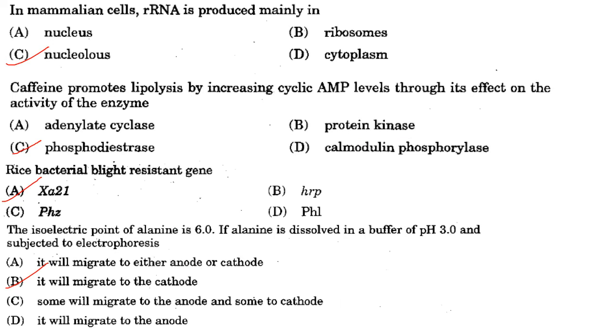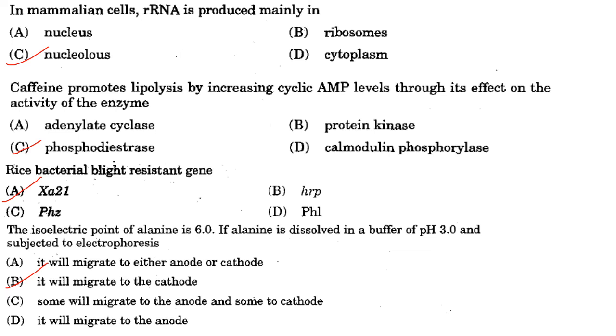Then next one. In mammalian cells, rRNA is produced mainly in the nucleolus. Then caffeine promotes lipolysis by increasing cyclic AMP levels through its effect on the activity of the enzyme phosphodiesterase. Answer is option C. Then rice bacterial blight resistant gene XA21. Answer is option A. Then isoelectric point of alanine is 6.